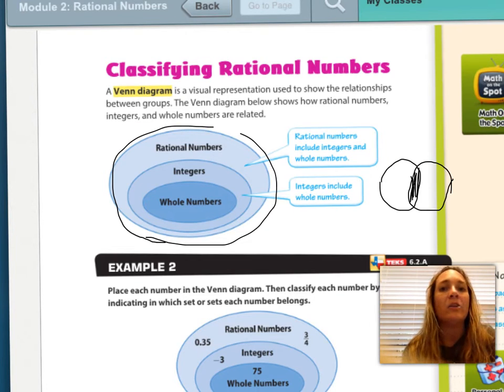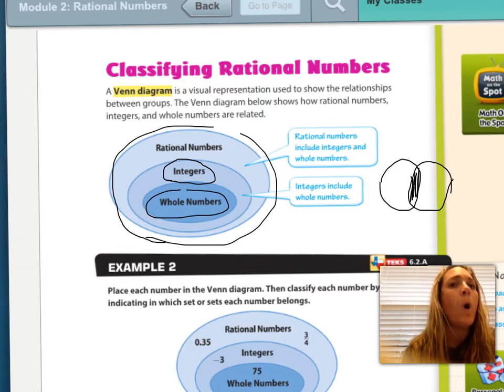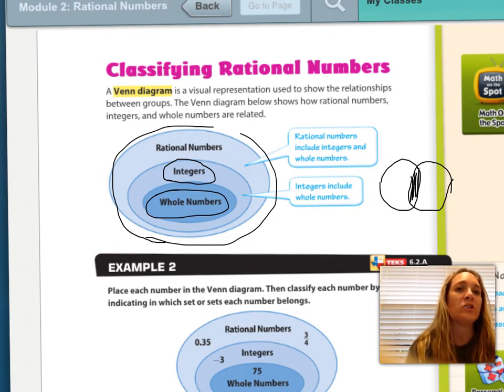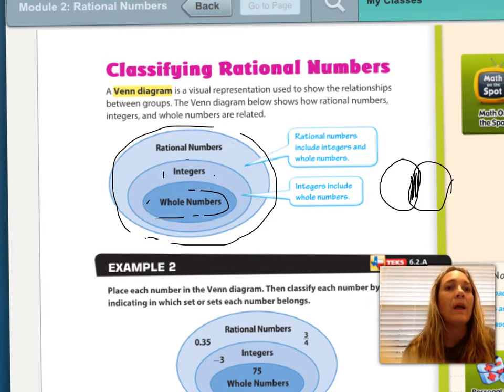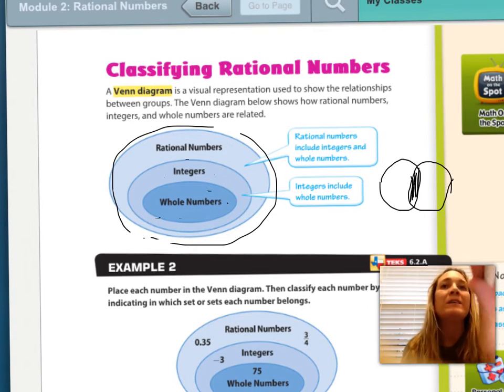That means that you also have integers that are rational numbers, and you also have whole numbers. Whole numbers are rational numbers. Okay, now when I look at this Venn diagram, my whole numbers is in the very middle, and on the outside of it is integers. That means that all your whole numbers are also classified as integers, but not all of your integers are classified as whole numbers.